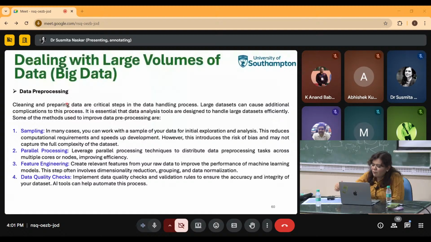And then data quality check. That's very important when you talk about large scale data. So data quality checks and validation rules ensure the accuracy and the consistency of the data, or you need to understand whether there is some noise. In most cases we also do some kind of noise study to understand whether there is some noise in the data.